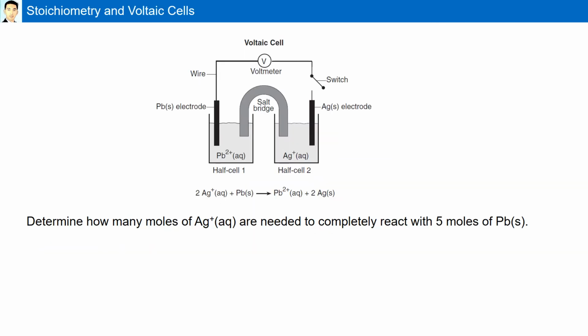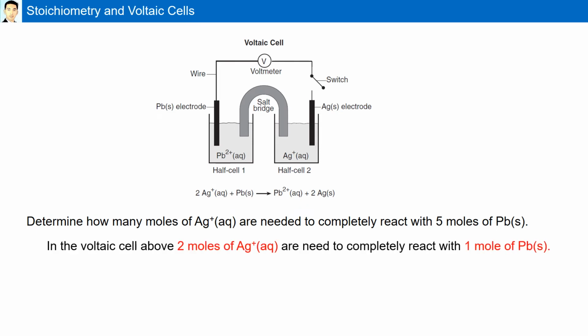Stoichiometry in voltaic cells. Determine how many moles of silver ions are needed to completely react with 5 moles of lead. Here we have a voltaic cell where 2 Ag+ ions react with 1 Pb to produce 1 Pb2+ plus 2 silver. In the voltaic cell above, 2 moles of silver ions are required to completely react with 1 mole of lead.